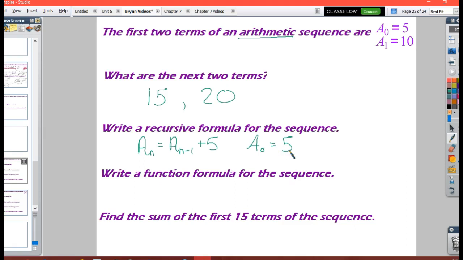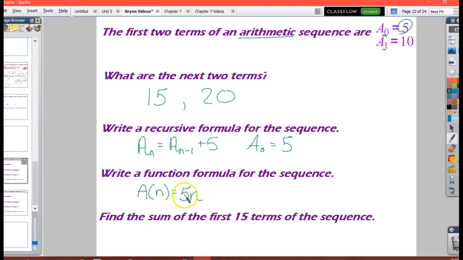A function formula for the sequence, we know it's growing by 5 every time, so we would set our function notation here, a sub n, not a sub n, a of n, you will say, is equal to 5, our growth every time, times n. Now we want to check, remember there's different formulas, sometimes they have n minus 1s in here, but we want to say if you were to plug in 0, you need to get 5. If you were to plug in 1, you need to get 10.